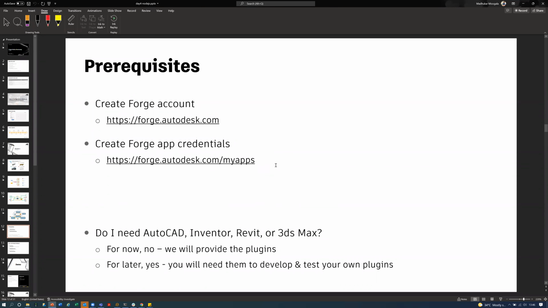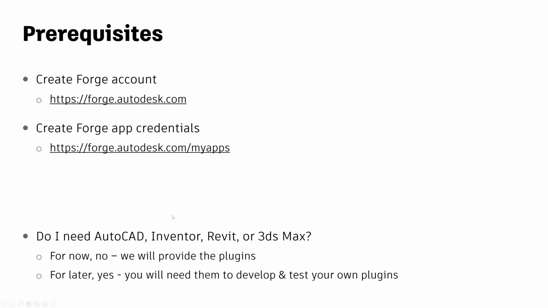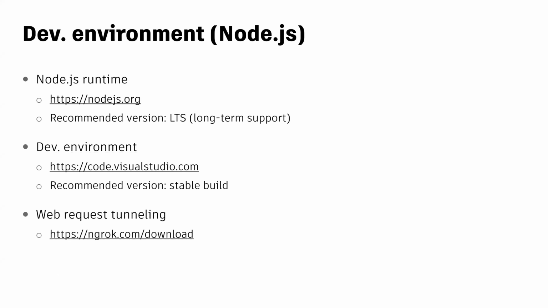Okay, now we have created an app. The next slide is, as I said, you don't need AutoCAD, Inventor, Revit, or 3ds Max. We will be providing the plugin for you. Next is installing the environment: Node, Visual Studio Code, and we need Ngrok.